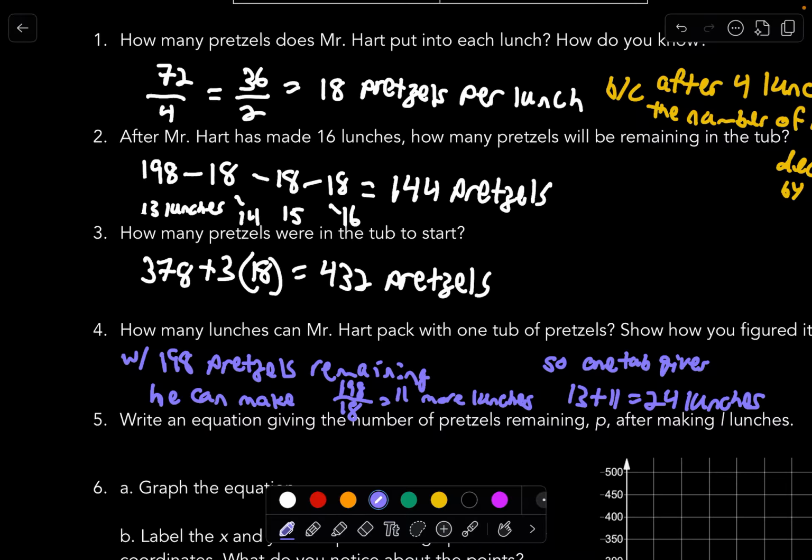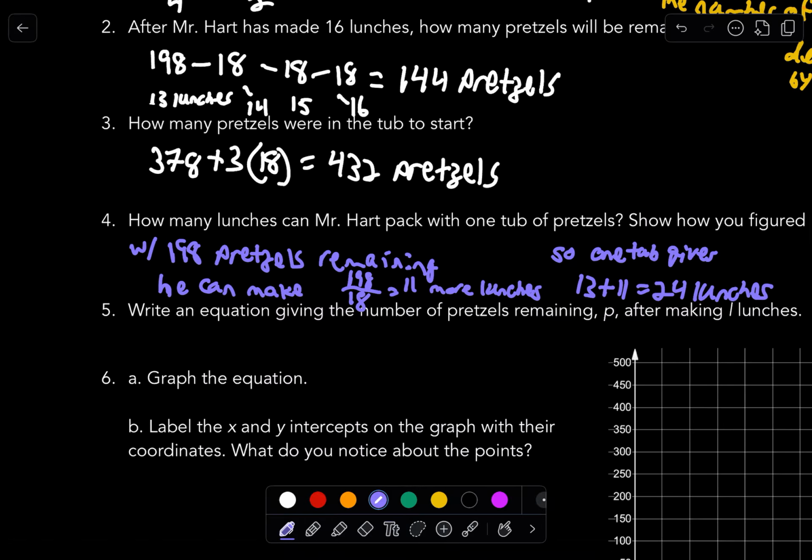Write an equation giving the number of pretzels remaining, P, after making, I guess that's L. I'll make this like that, L. Okay, so P would equal 432. That's the number we begin with, minus 18 times L. All right.